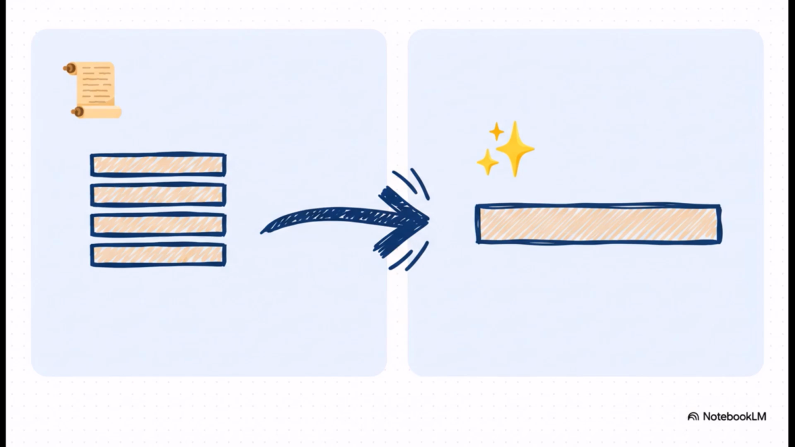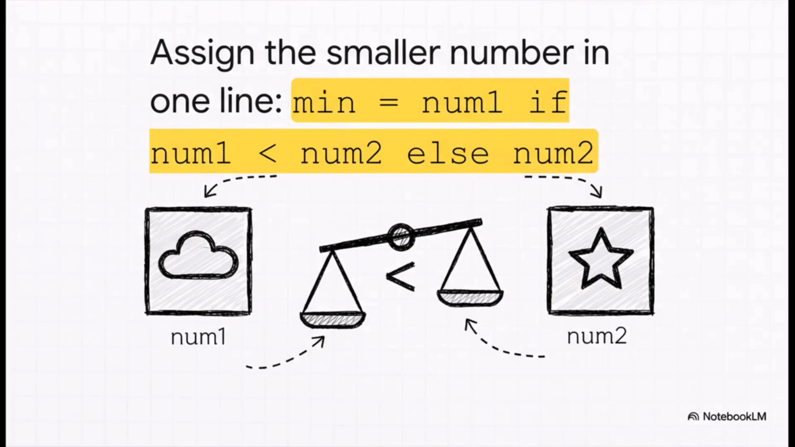Now, the structure is a little flipped, so pay attention. You put the true result first, then your if condition, and then the else result at the very end. Let's make that crystal clear with a super simple example. Say we just want to find the smaller of two numbers. We can just write it out like this. The minimum value is num1 if num1 is less than num2, otherwise it's num2. See how that reads almost like a normal English sentence? That's what makes it so awesome.